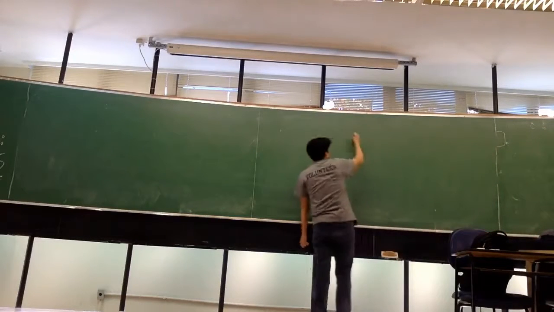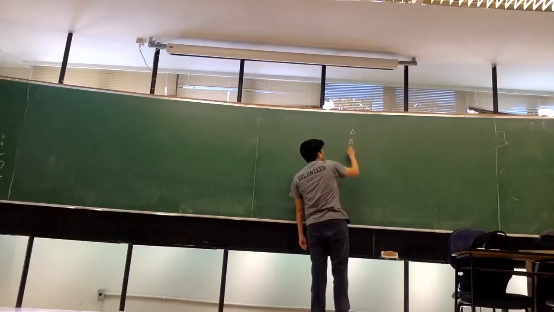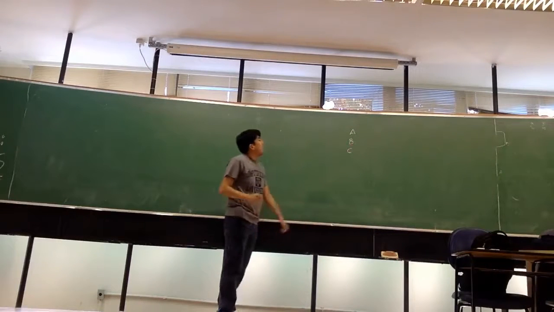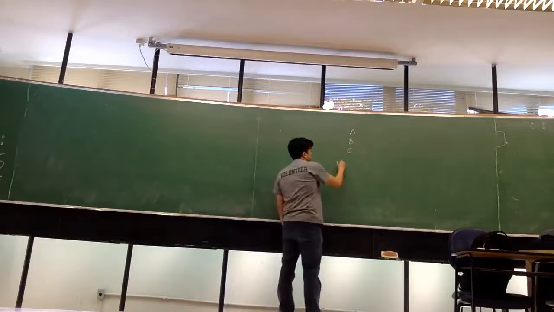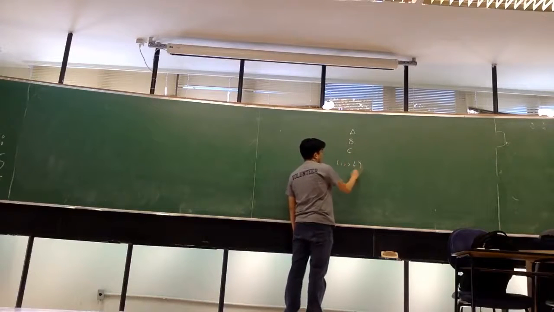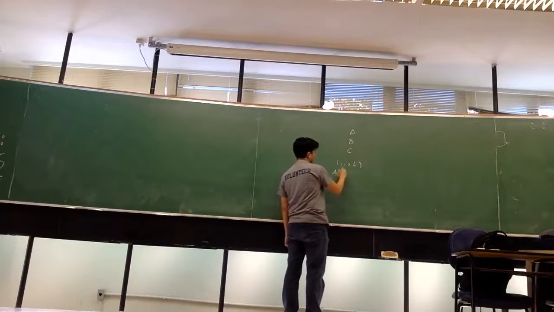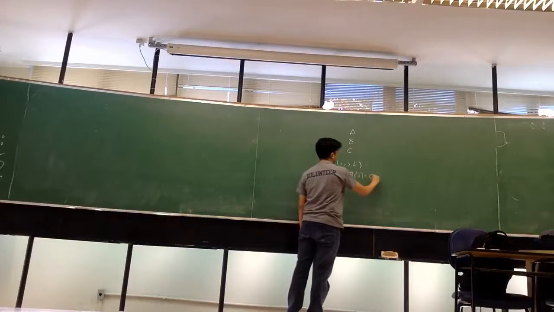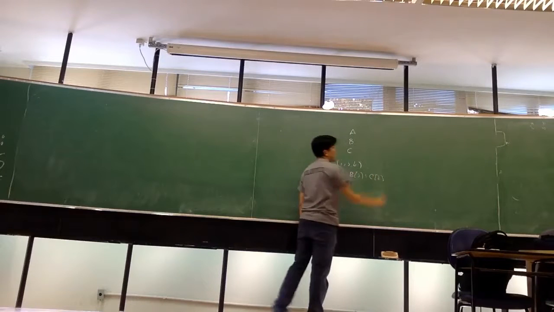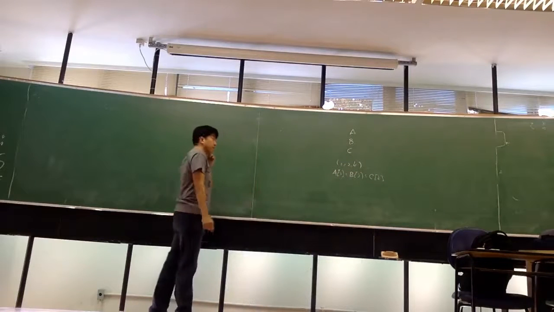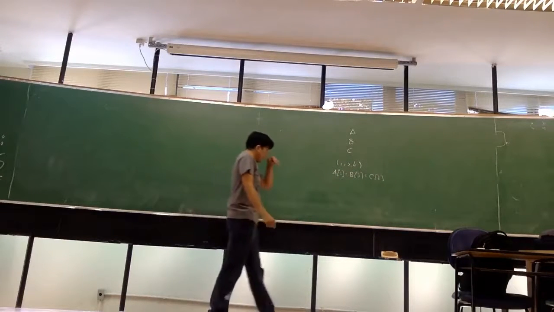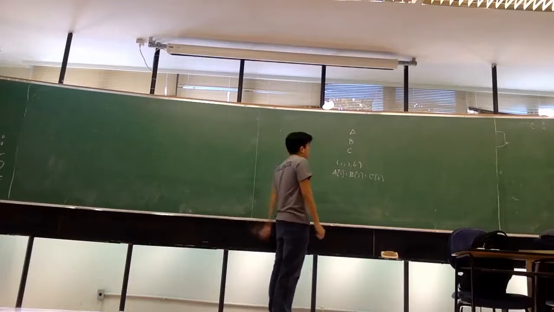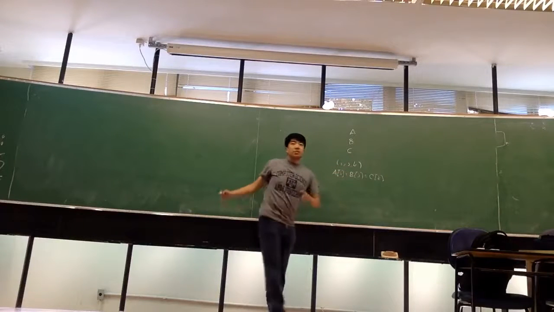Suppose we have three arrays A, B, C, which are the input arrays, and we are interested in the triples i, j, k, such that A[i] equals B[j] equals C[k]. Okay. Well, it turns out that the number of such triples is not that large, right?